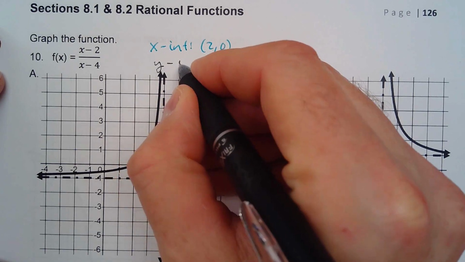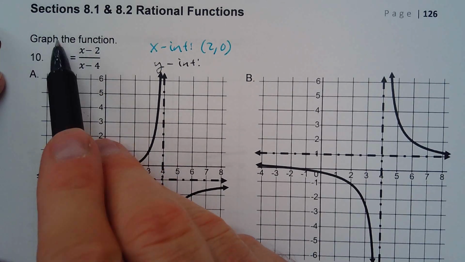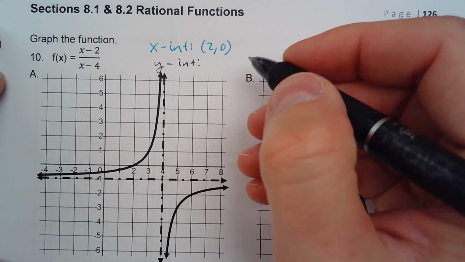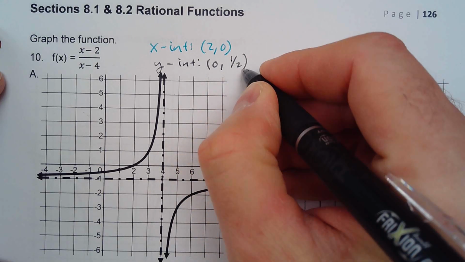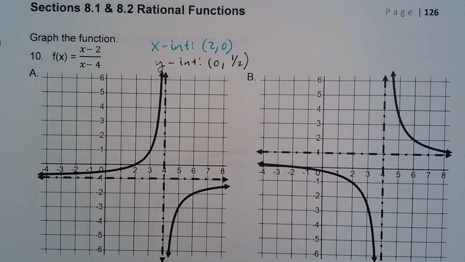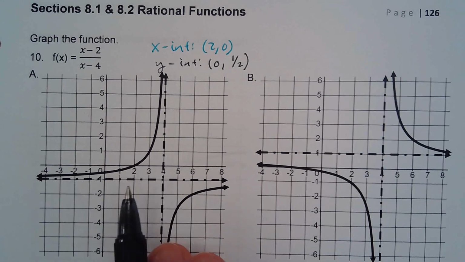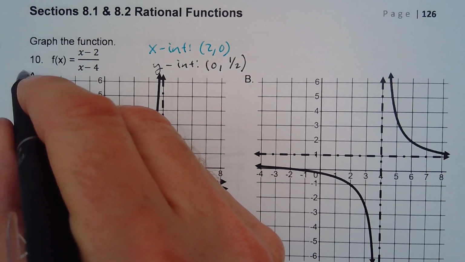Let's do the y-intercept. If I plug in x equals 0, negative 2 over negative 4, that reduces to a positive half. And let's just use the intercepts information, see if we can eliminate some graphs. So if we look at graph A, it has the correct x-intercept, but not the correct y-intercept. All right, so we're going to toss out A.